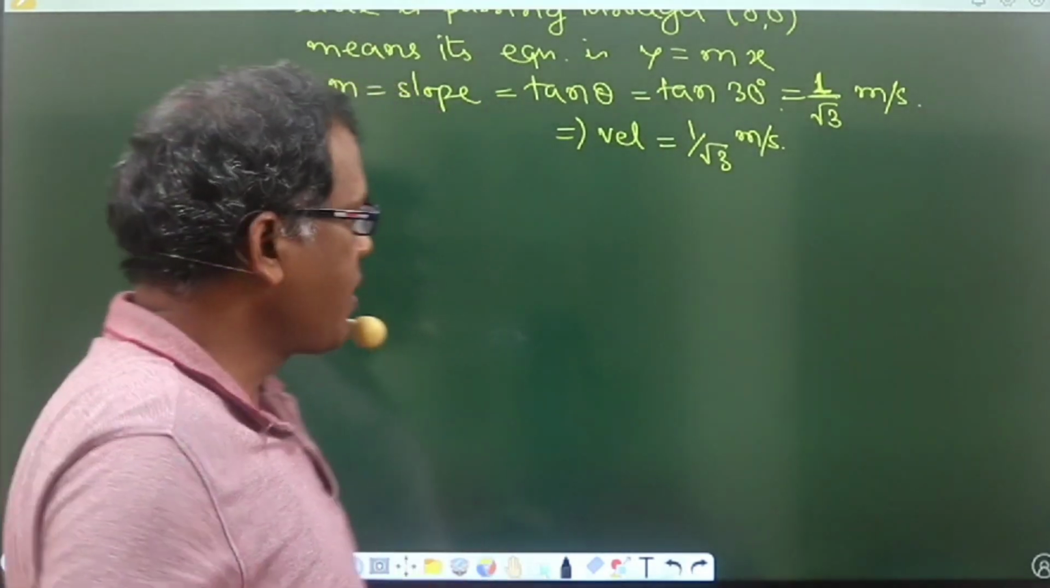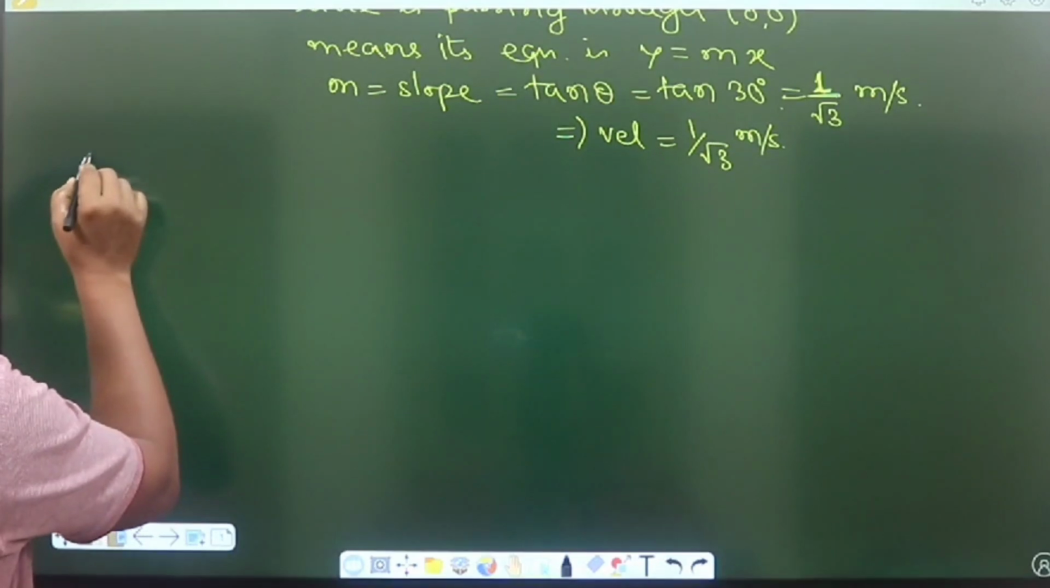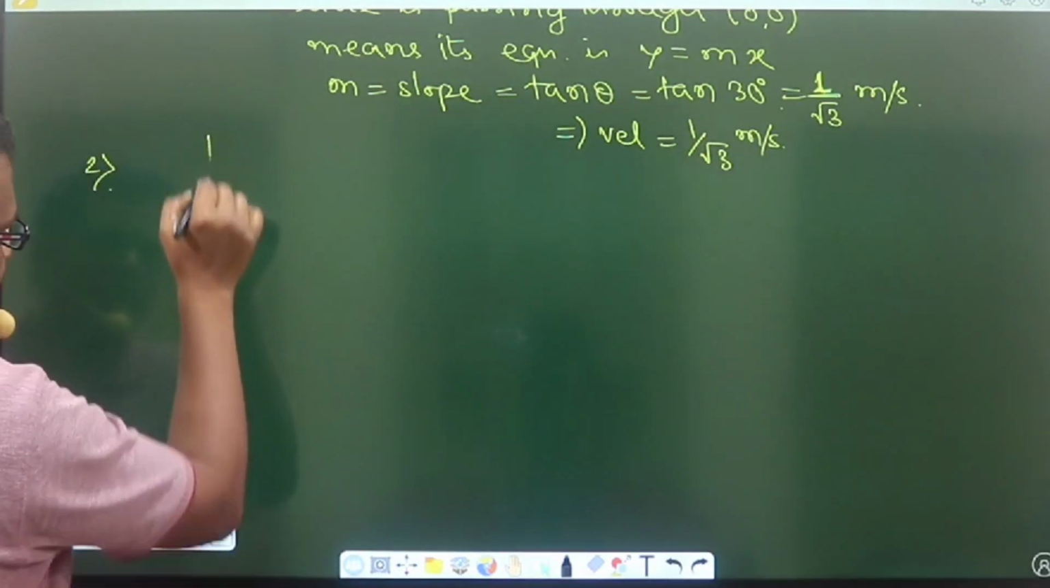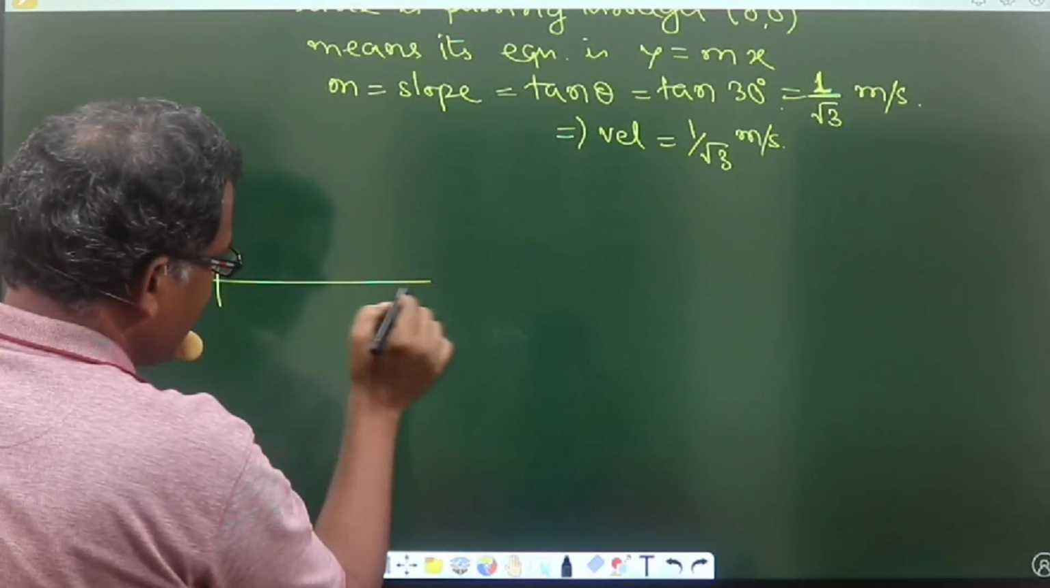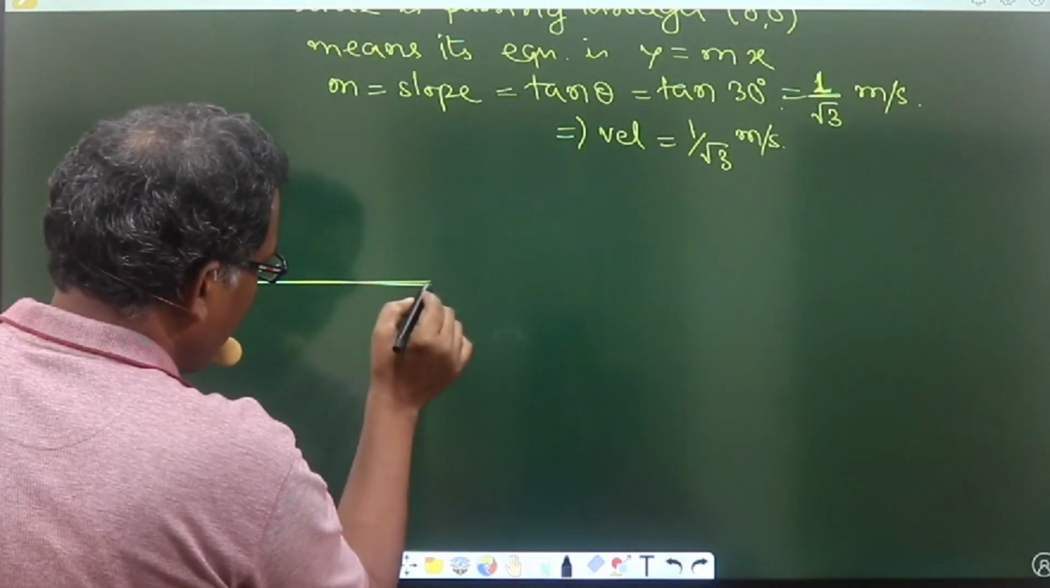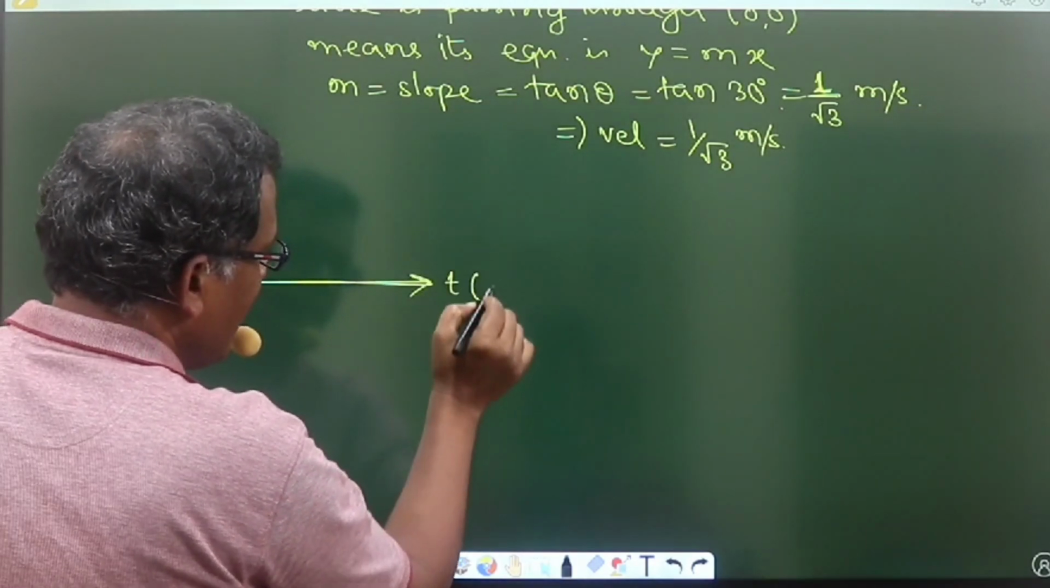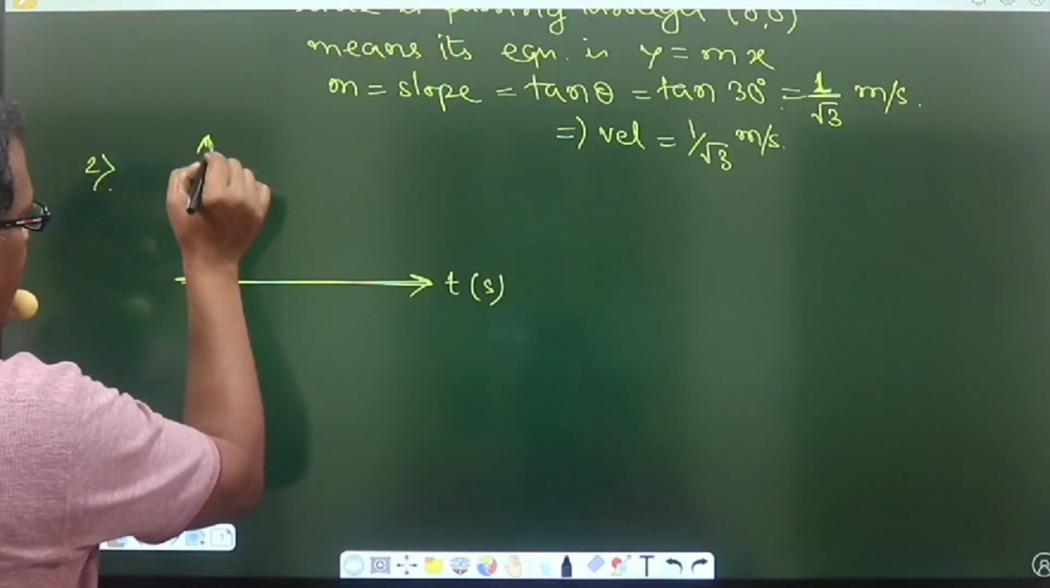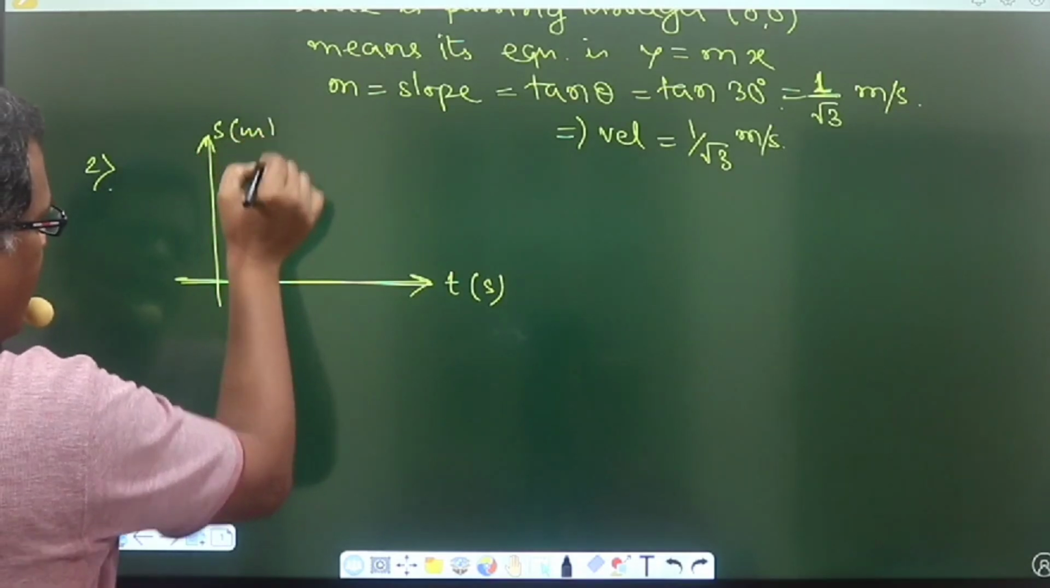Well, moving to the next question. The next question will again be based on the graph. As I said, today I will discuss graph based problems only. So again it is based on a displacement time graph.